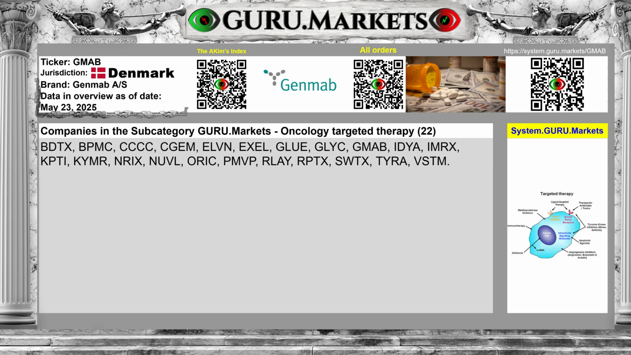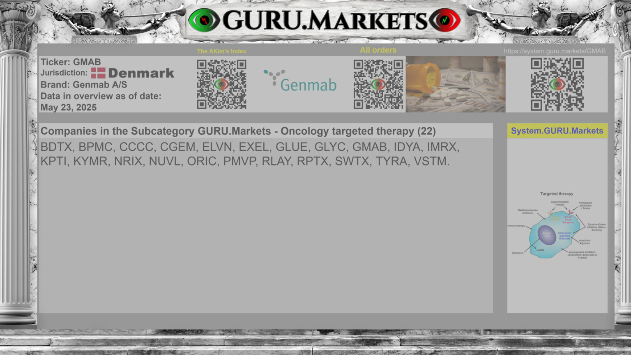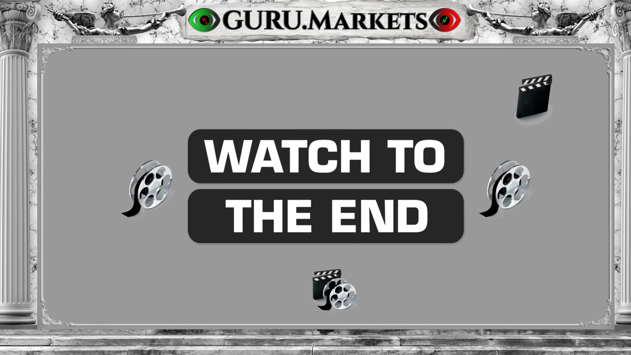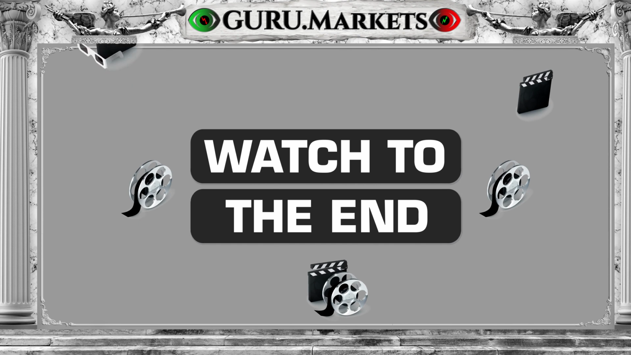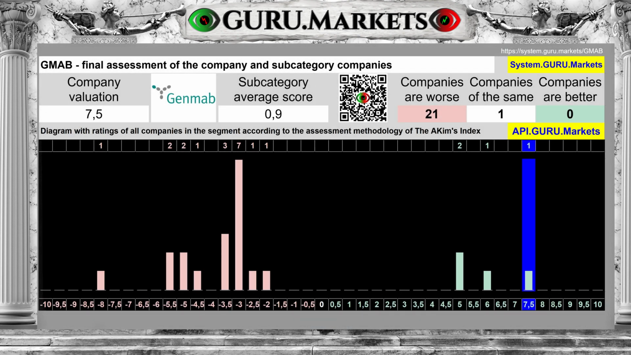According to Classification Guru.Markets, the company GenMab AS belongs to the subcategory Oncology Targeted Therapy. 22 organizations are involved in the analysis, which is quite representative. Look for the order table at the end of this video. The result for the company under study is as follows: 7.5 out of 10 points. Average result for the subcategory, 0.9 points.